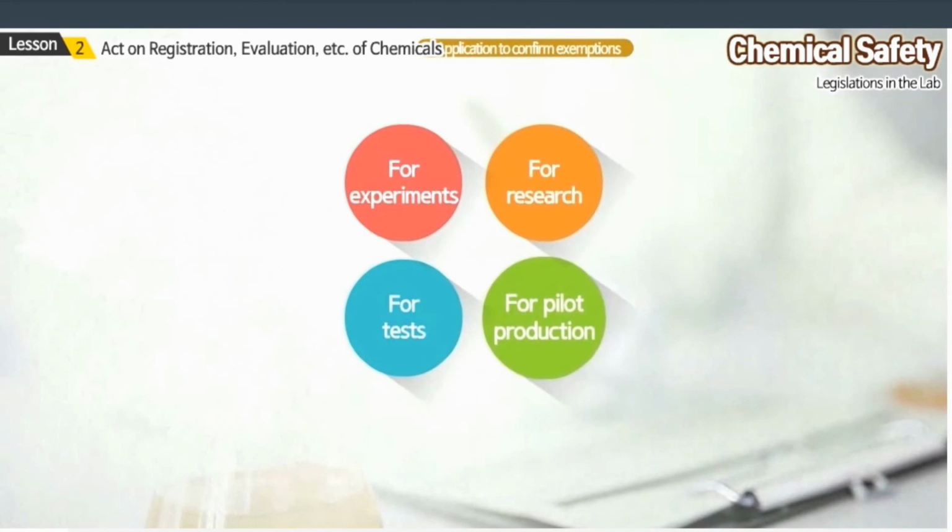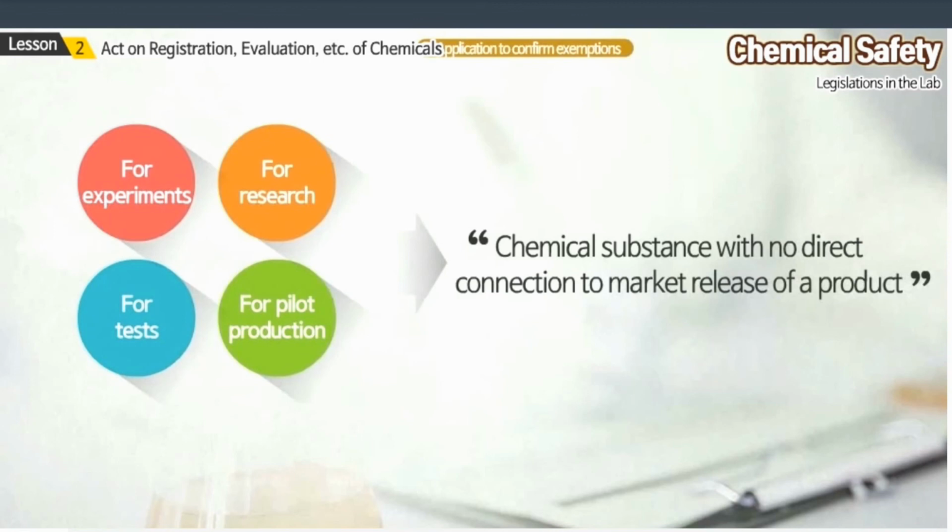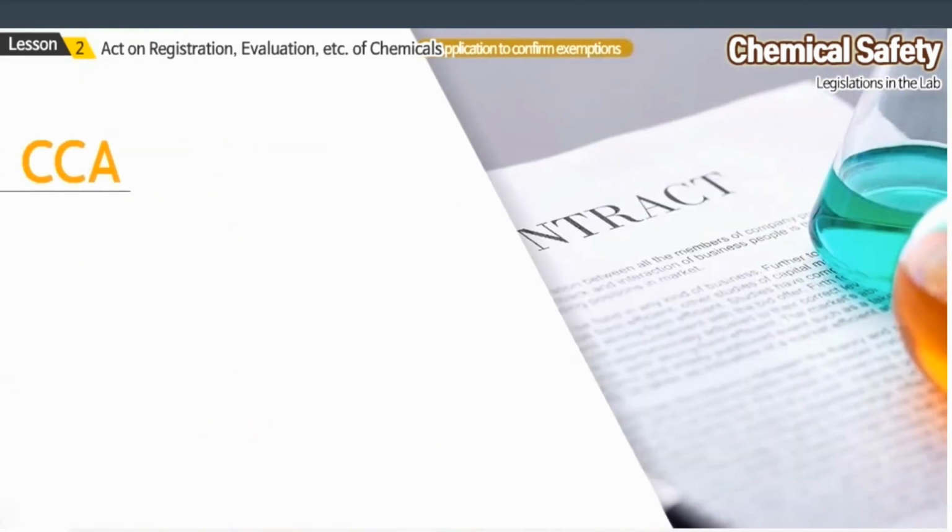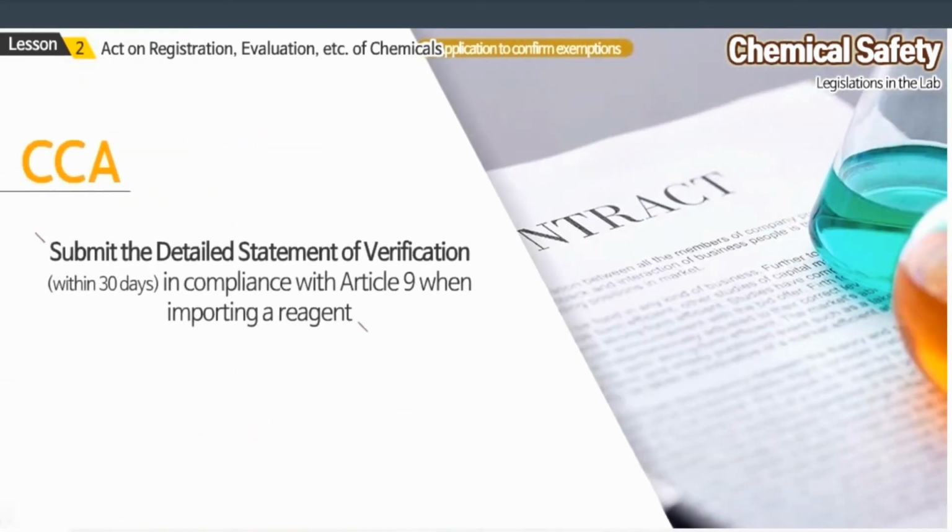Paperwork for reagents used for experiments, tests, research, pilot production, or chemical substances with no direct connection to products released onto the market can be submitted within 14 days of the manufacturing date or importing date. However, under the Chemicals Control Act, the detailed statement of verification must be submitted within 30 days when importing a reagent in compliance with Article 9 of the Act.